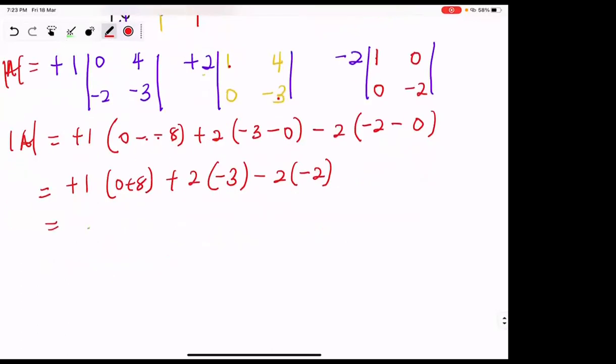So we have this is equal to 8, -6, and then +4. So 8 minus 6, that will give us +2, +2 plus 4 is equal to, sorry.